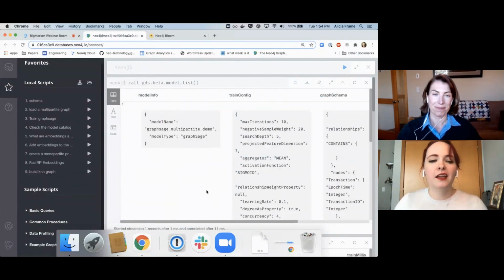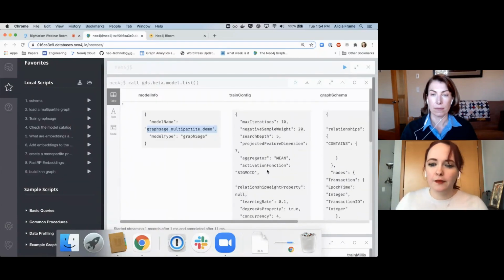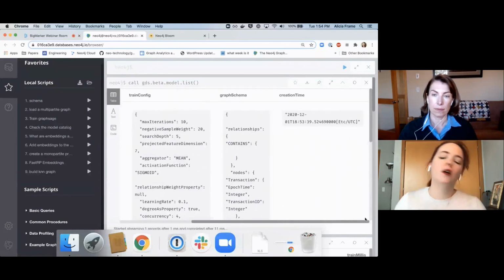And you can see that, okay, in my model catalog, I've got my GraphSAGE multipartite demo. It tells me everything that I did when I trained it. And then if I scroll over, it also tells me when I created it. So if I was running a bunch of stuff, it would be useful for keeping track of, oh, I trained 5 different models. What did I train them on?